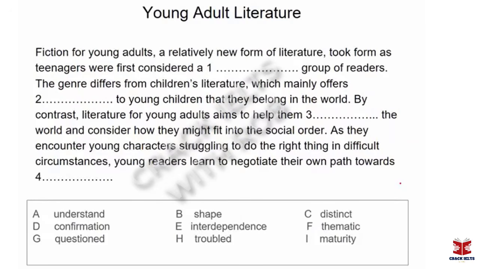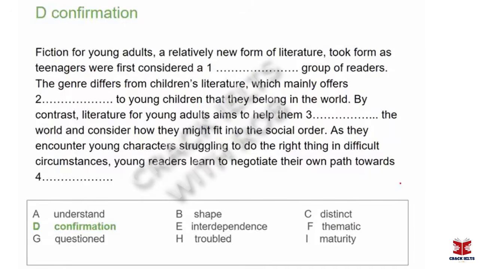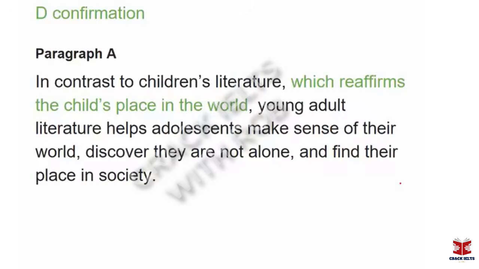Okay, how about number 2 then? The genre differs from children's literature, which mainly offers what? Well, the answer is confirmation. Okay, offers confirmation. Remember, we said that it needs to be a noun there, and confirmation is a noun. Confirmation is a good synonym, and the sentence is a good paraphrase of this idea, taken from paragraph A.